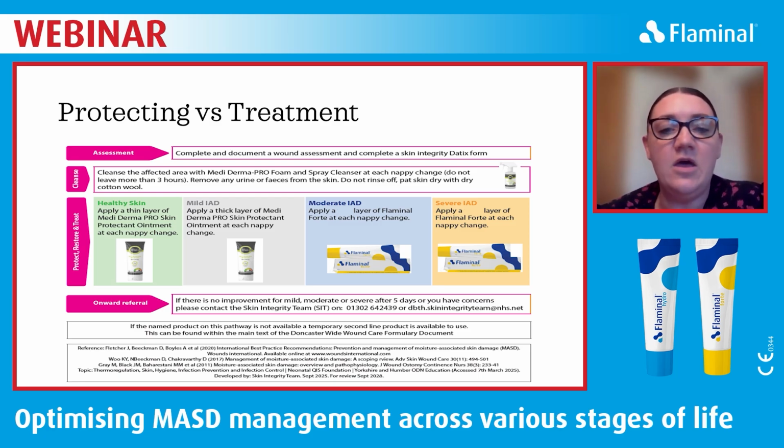And again, following that 4-step process of what they need to do, following that assessment, we're going to undertake cleansing no matter where they are on that pathway. But when we come to protecting, restoring and treating, we're going to follow the principles of whether it's healthy skin, mild IAD, moderate or severe. And then there's also some additional information around onward referral. If that patient has active IAD and they're not seeing any improvements within a set time frame, what they can do to escalate that to one of the specialist teams within the area.